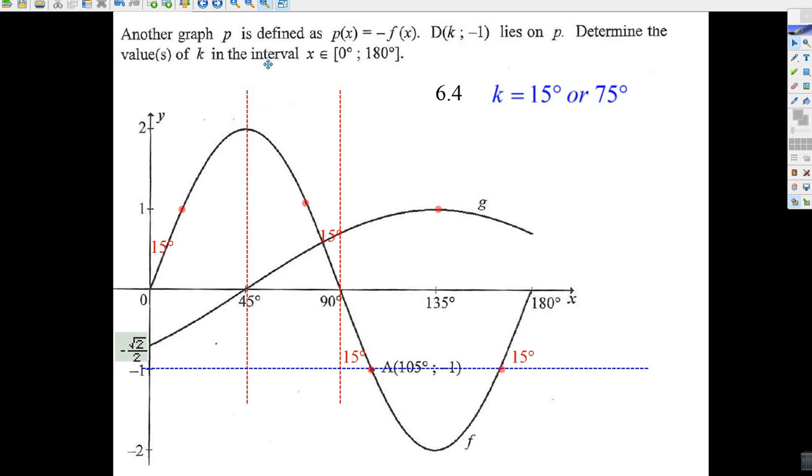And the question is, determine the values of k in that interval, k and minus 1. Well, this plus 1 here would become minus 1. And between 0 and 1, you see this part would go up, this part would go down if it was minus. And what would they be? They'd be at this 15 degrees right here. Remember, we had the 15 and 15 on this side? So the answer would be 15 degrees, or, and there it is again.